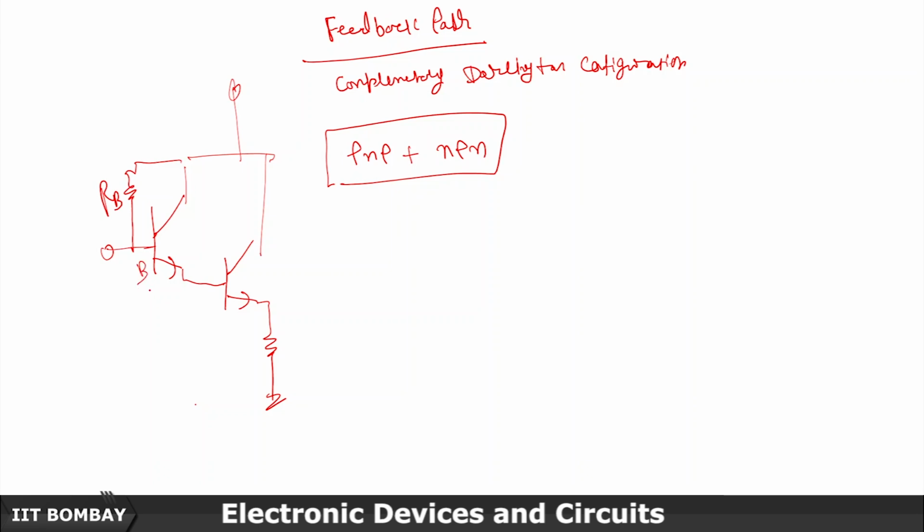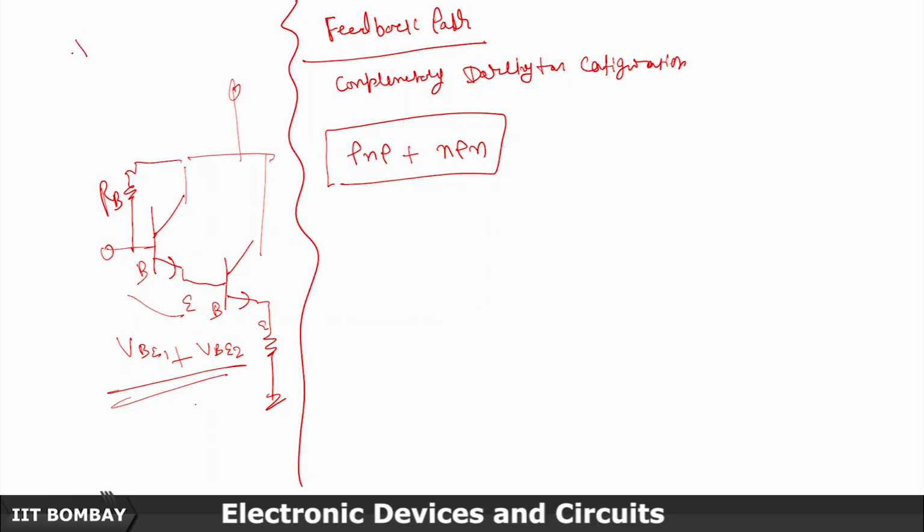So this base emitter, these VBE1, VBE2 are added together, so this voltage is higher. This is the case of Darlington configuration.